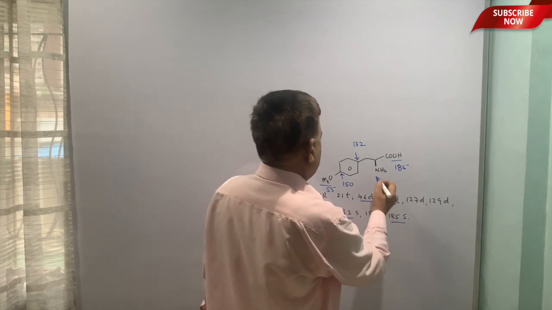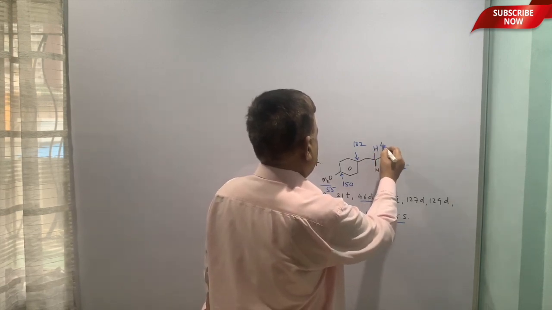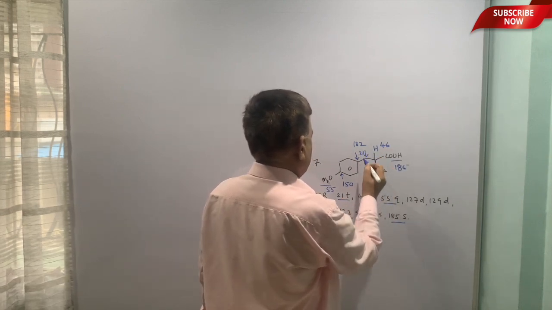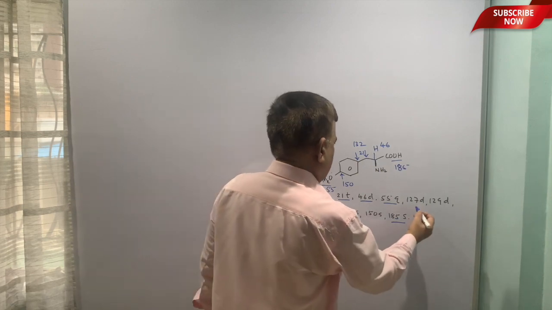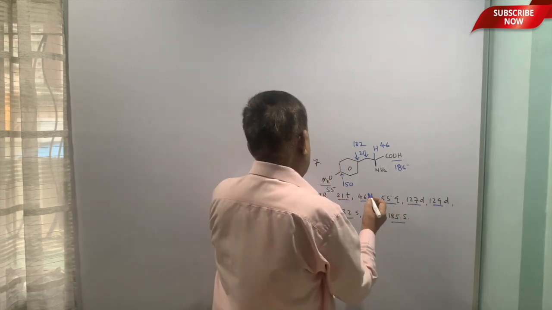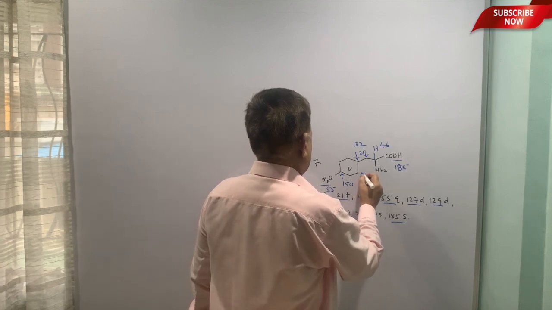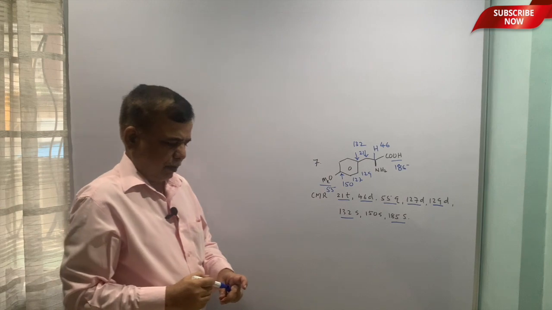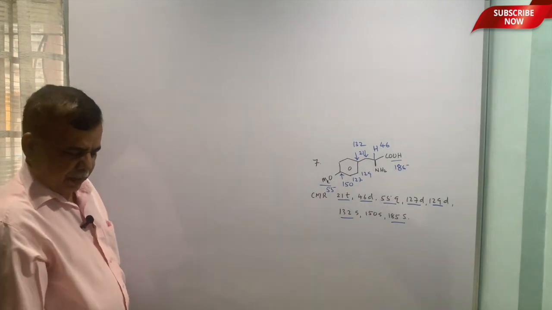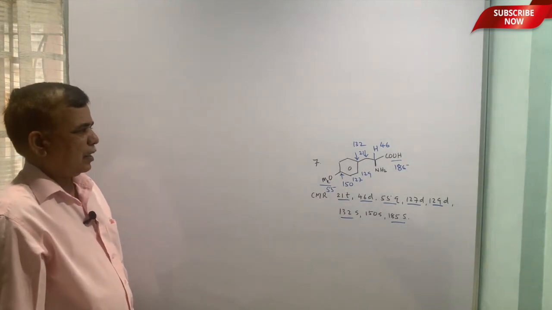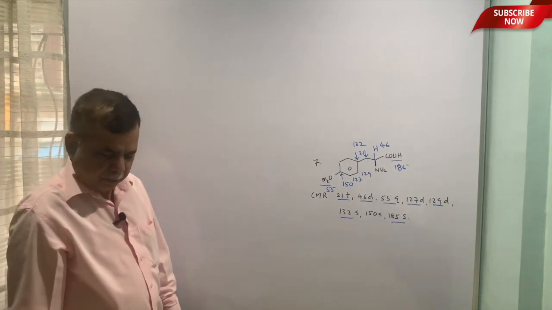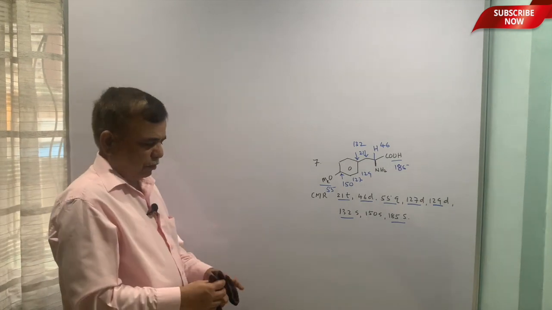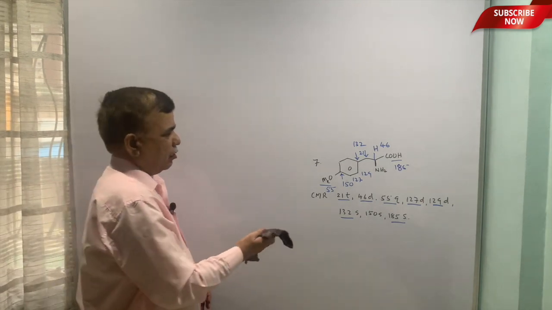46 doublet is this one, 21 triplet is this one, 127 and 129. So 129, 127, because OCH3 has better electron releasing power than an alkyl group. So this is the overall distribution, or overall assignment, of the carbons.